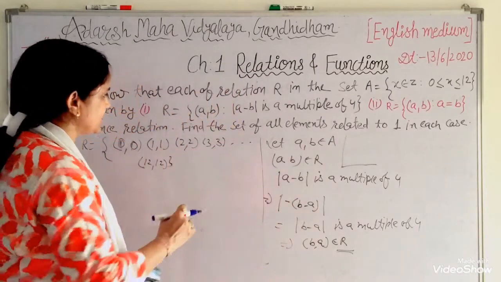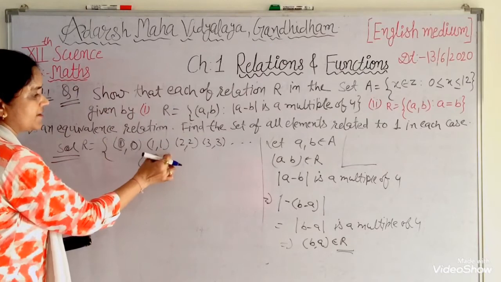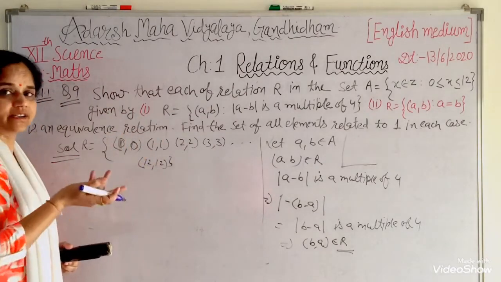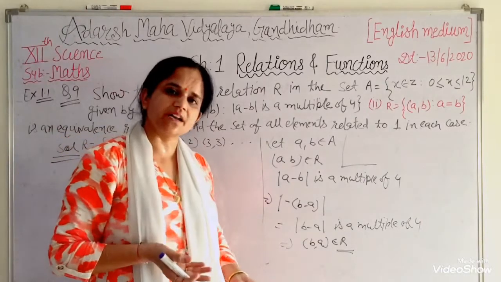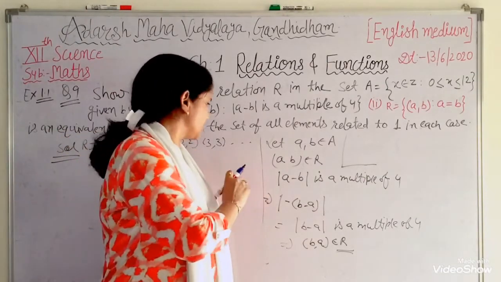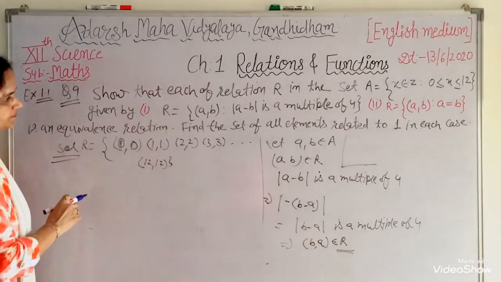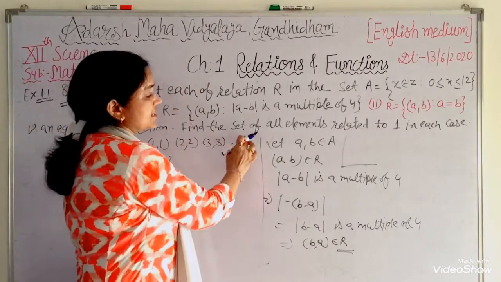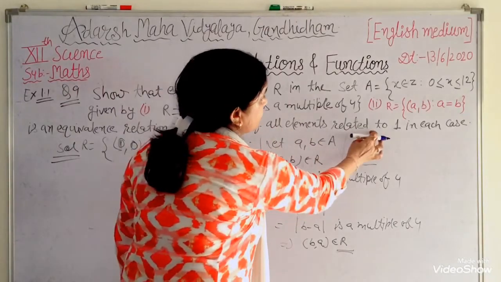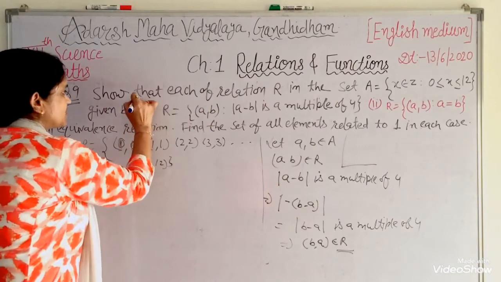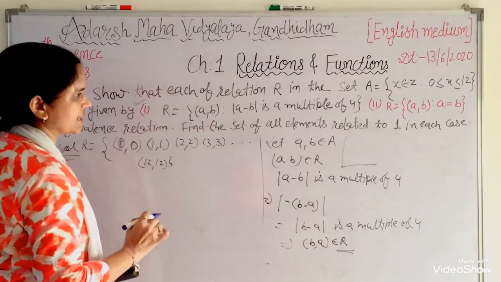For the symmetric, this type of relation, student, 1 relate 1. It means again reverse, 1 is also related to 1. This is symmetric also, and it is transitive also, student. Now move ahead. Find the set of all elements related to 1 in each case. Each case means first part and second part.